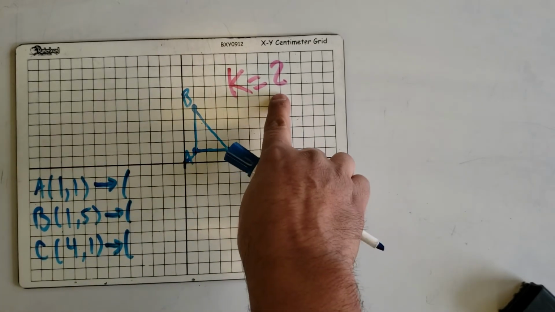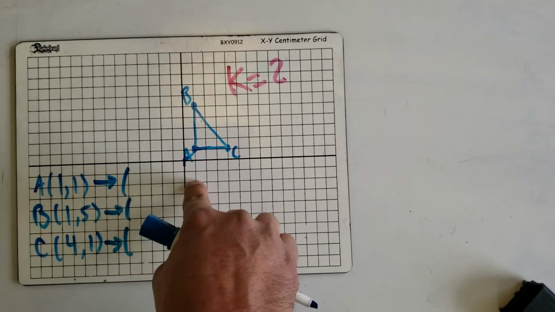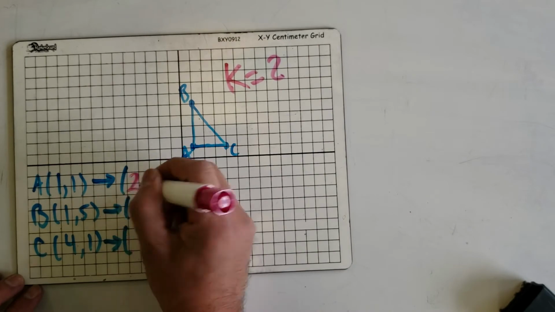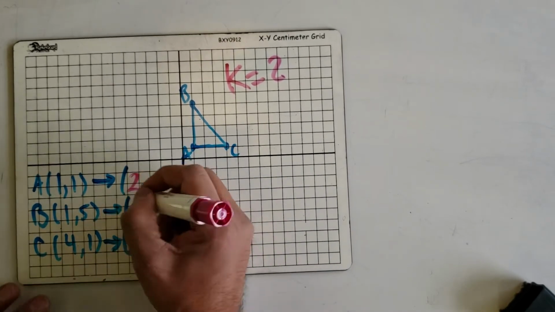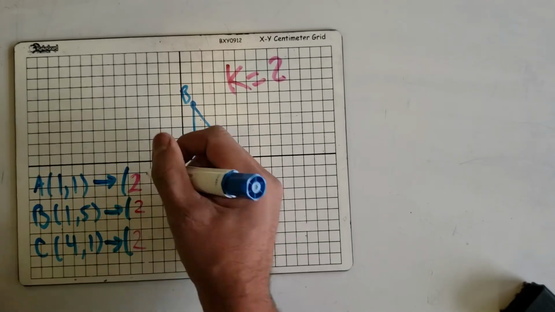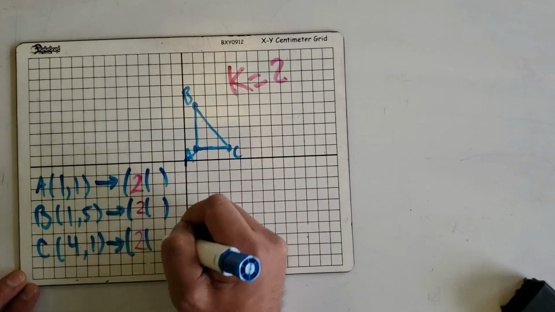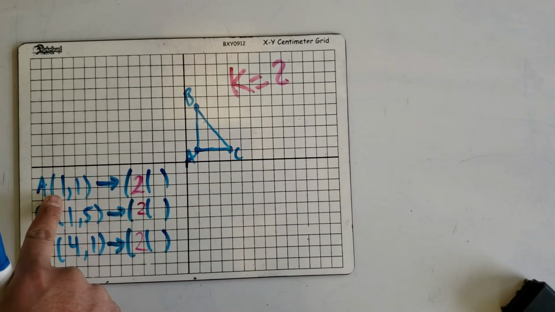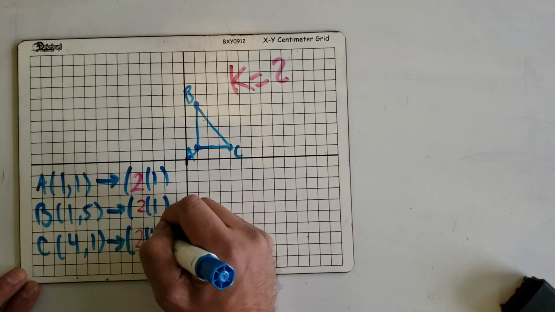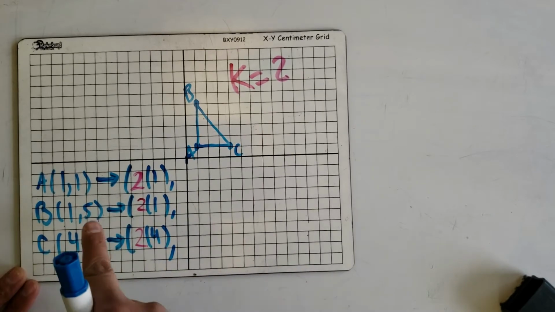Okay, so my scale factor is 2. Remember the rule is kx and ky. So my k is a 2. I might as well do it on all 3 of them. And now I'm going to put the original x's in these parentheses. So the x's are the first ones: 1, 1, and 4. Okay, so that's the modification to the x value only.